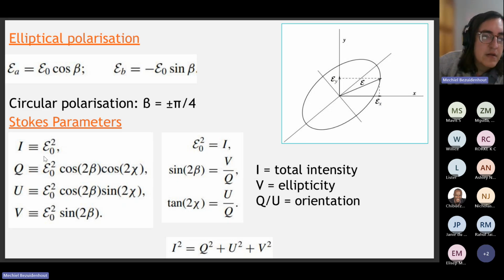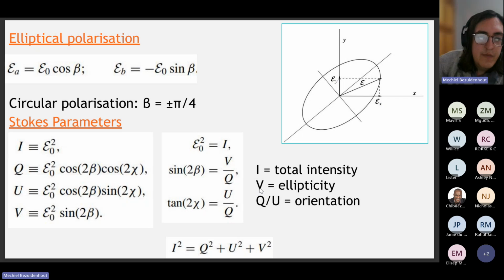Otherwise, we can define the Stokes parameters, I, Q, U, and V. I is the amplitude of that oscillation squared, and that measures the total intensity of the wave. And then you have these quantities Q, U, and V measuring different cosine and sine products of these two components. So oftentimes it's more useful to talk about the ratios of these different parameters.